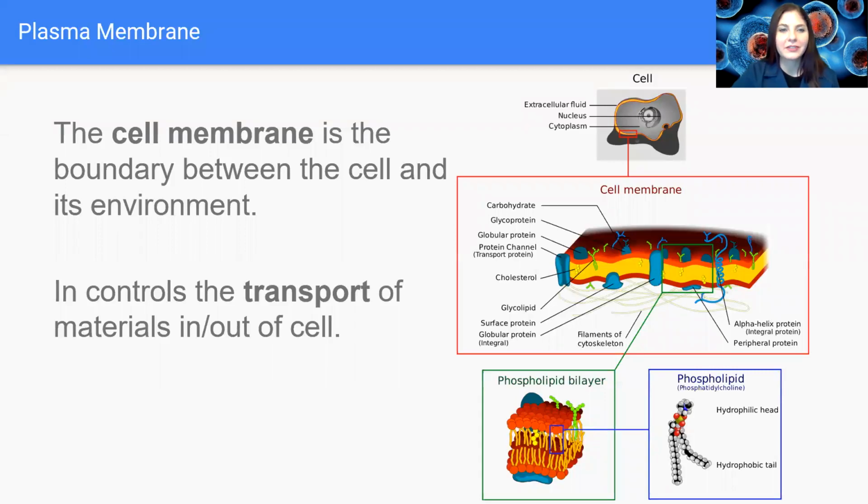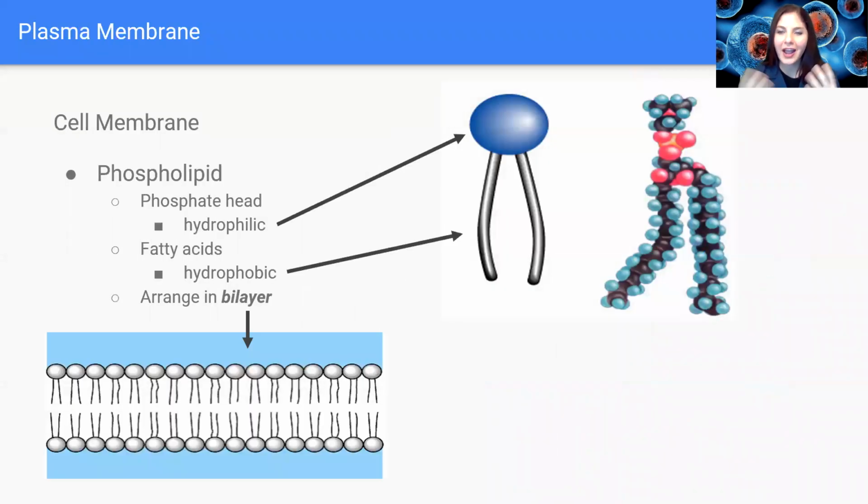So first of all, the cell membrane is the boundary between the cell and its environment, and it controls the transport of materials both into and out of the cell. So as we discussed in previous lectures, that plasma membrane is composed of a phospholipid bilayer.